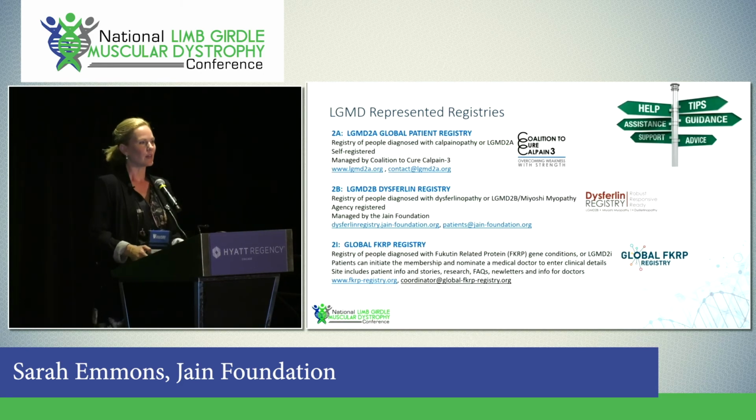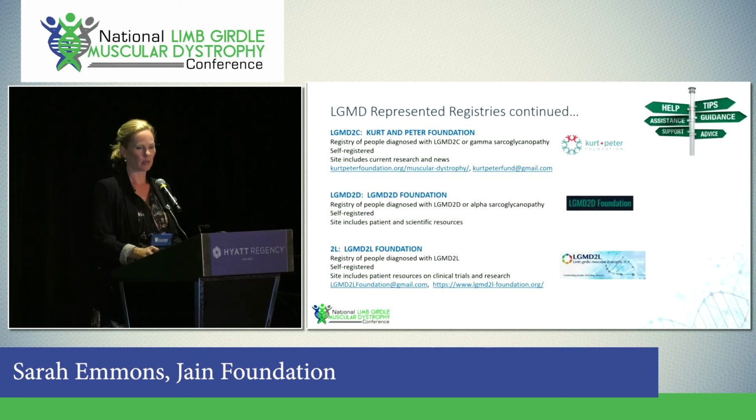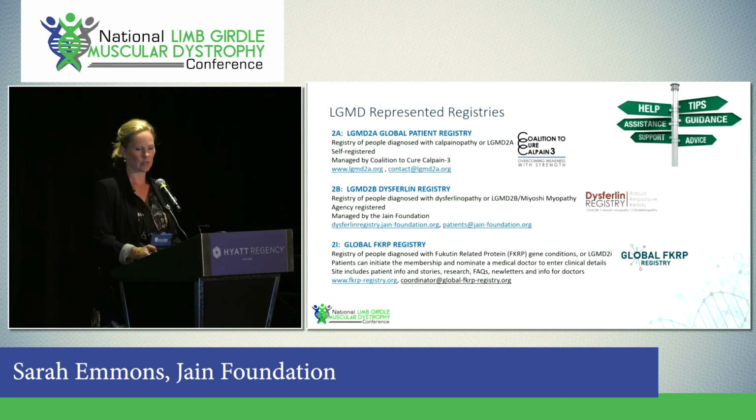So some of the subtype registries, you may know of them, but just to make sure that everybody's aware, Type 2A has a global patient registry, and you can register online. It's self-registered type of registry and managed directly by that Coalition to Cure Calpain 3.